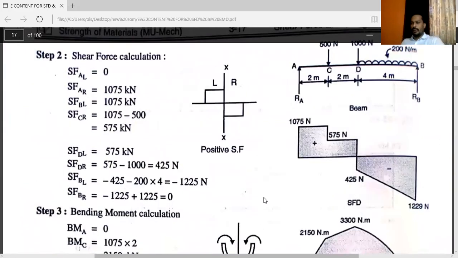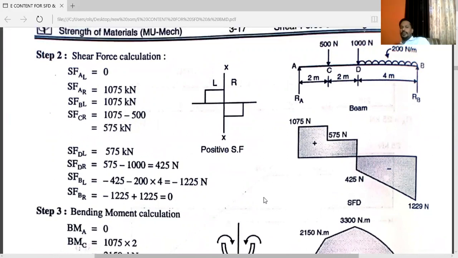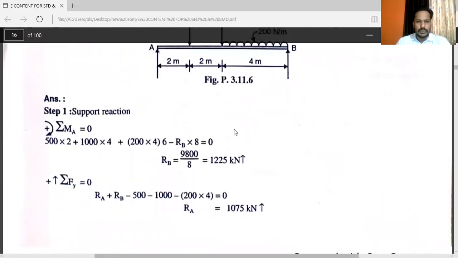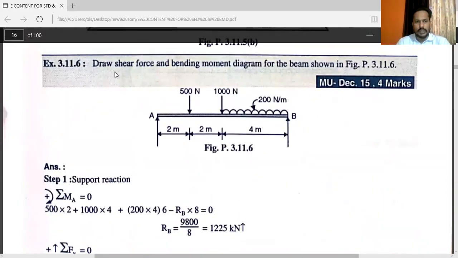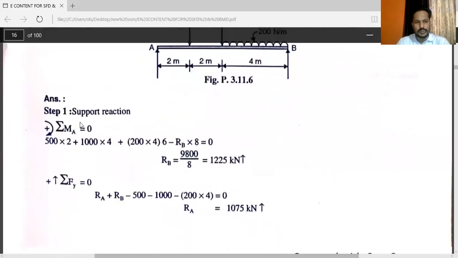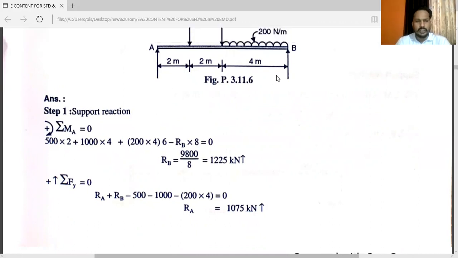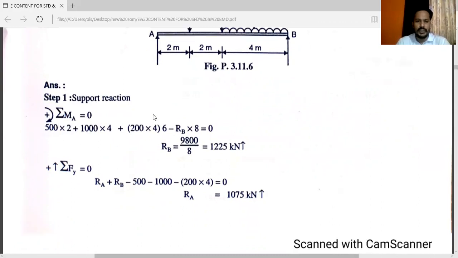Now we have the value of RA and RB. Means in the first step, we have calculated the value of support reactions. While solving any problem of SFD and BMD, the first step is to calculate support reactions, that is RA, RB, by using condition of equilibrium. You will get the value of unknown, or you can see the value of support reaction. That is the first step.